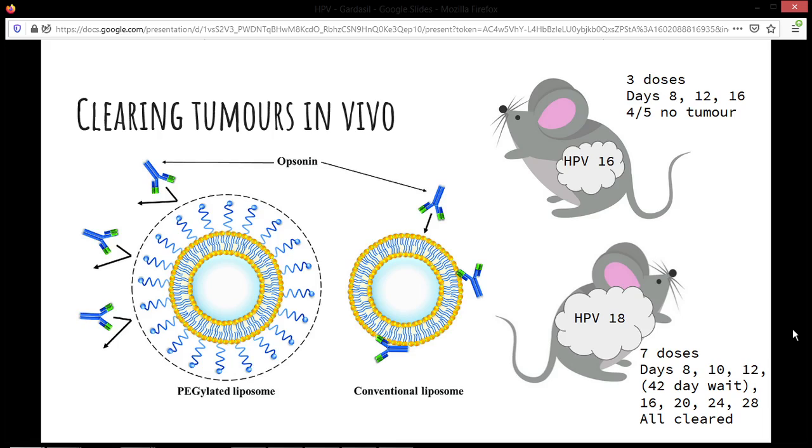In HPV 16 positive mice with tumors of 20 cubic millimeters, 3 doses of 10 micrograms of plasmid DNA cleared the tumors of 4 out of 5 mice and gave a very significant survival advantage. In HPV 18 positive mice with tumors of 1,000 cubic millimeters, the cancer was completely eliminated with 7 doses of treatment.